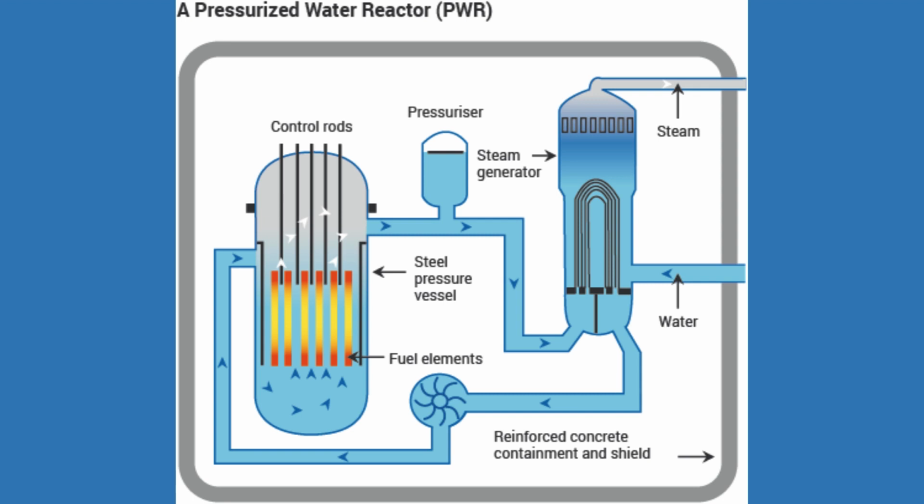Containment systems. Containment systems are designed to prevent the release of radioactive material to the environment in the event of an accident. Containment systems typically consist of a steel-lined concrete structure that surrounds the reactor core. Conclusion. Nuclear reactor cooling systems are essential for the safe and efficient operation of nuclear power plants.